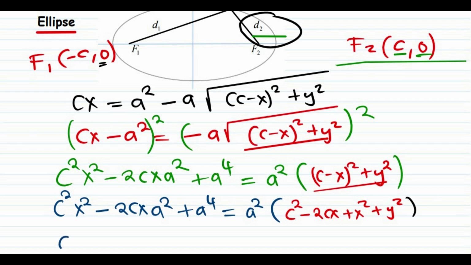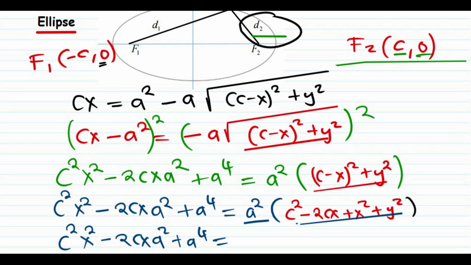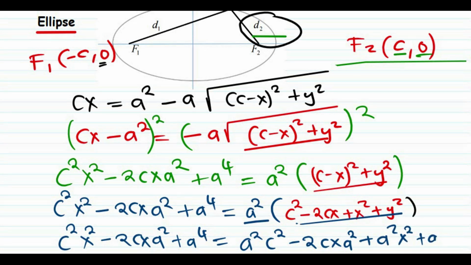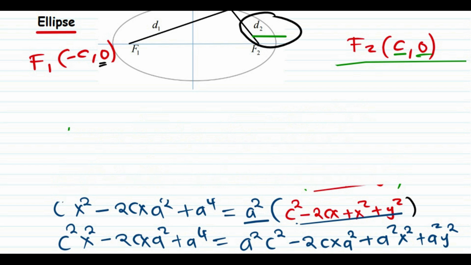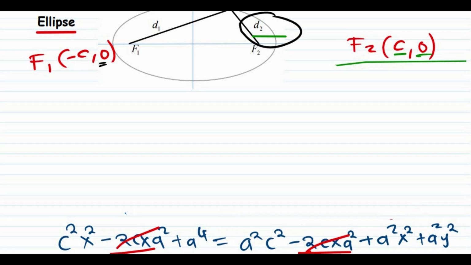And so we have c squared x squared minus 2cx a squared plus a to the power 4 is equal to, if we distribute the a squared to what we have inside, a squared c squared minus 2cx a squared plus a squared x squared plus a squared y squared. Okay, so this part and that part are the same, and they're having the same sign. So if we add both sides by positive 2cx a squared, this part and that part will eliminate. Okay, so we can collect what we are remaining with.